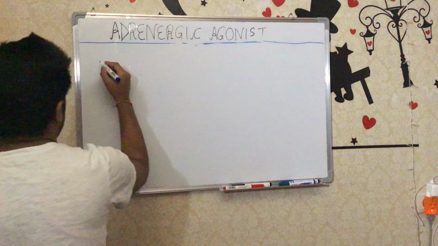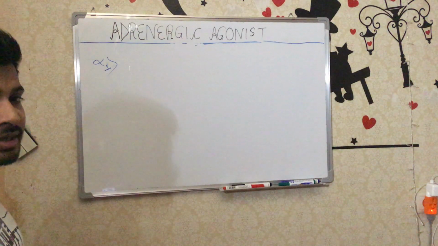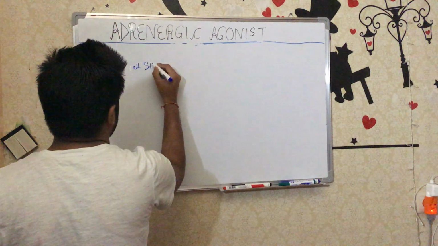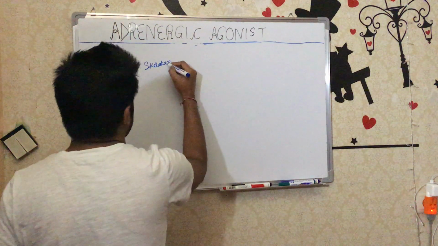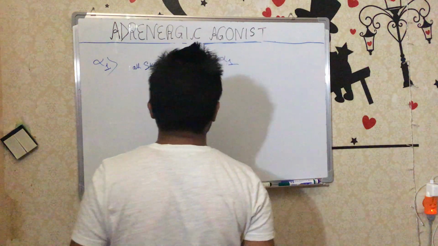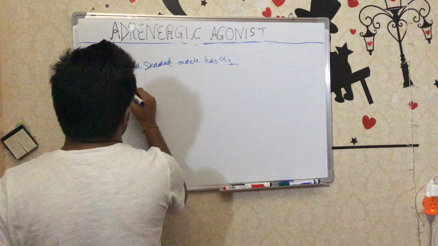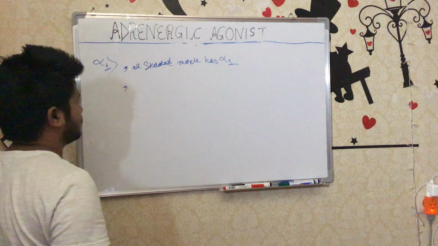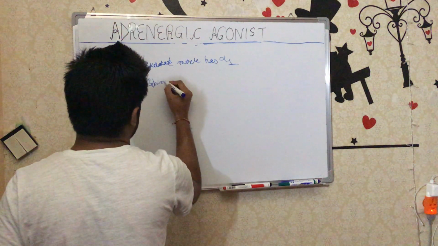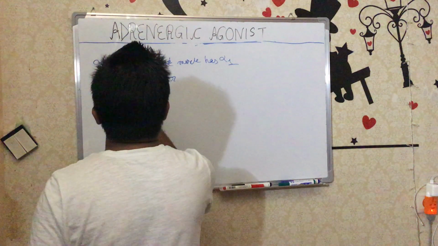So first, start from the alpha 1 receptor. As I said, the alpha 1 receptor is a stimulating receptor. So all skeletal muscles have the alpha 1 receptor, as well as vascular muscles. Second, for example, all types of sphincter. A sphincter has the alpha 1 receptor.